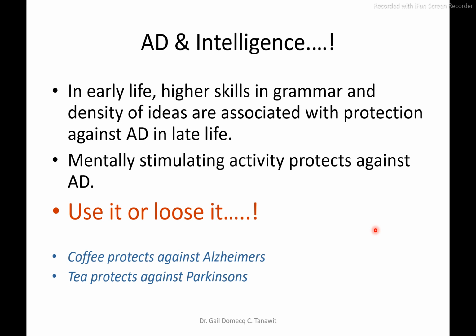So, Alzheimer's disease and intelligence in early life: higher skills in grammar and density of ideas are associated with protection against Alzheimer's disease in late life. So the more that you use your brain, the more you read textbooks, if you can read everything in the Robbins, the less the chance that you will have Alzheimer's disease later on.